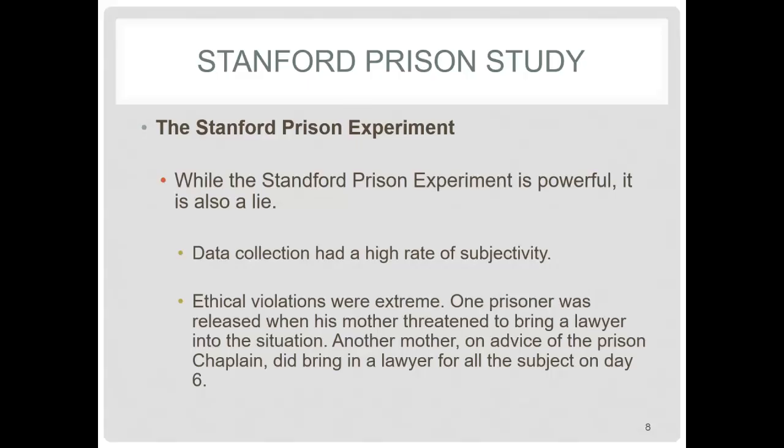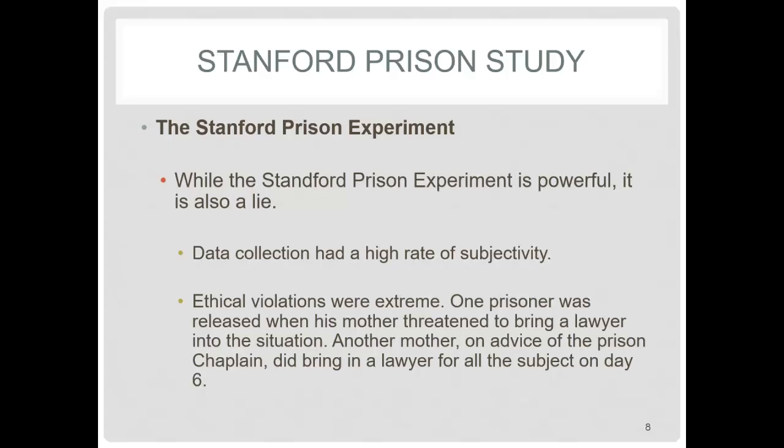The data collection had a high rate of subjectivity. Back in '71, it was a lot more complicated to do constant videotaping, and so they didn't videotape everything. And once they were correlating all the data, they realized they only videotaped the really intense incidents. They didn't videotape the more mundane parts of the experiment. And that is a high rate of subjectivity right there.